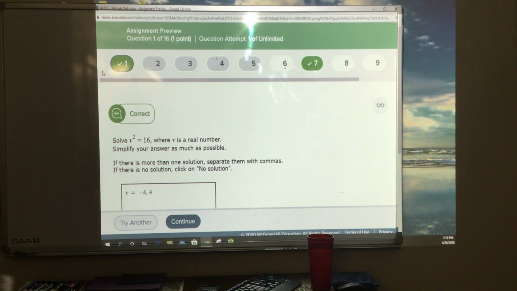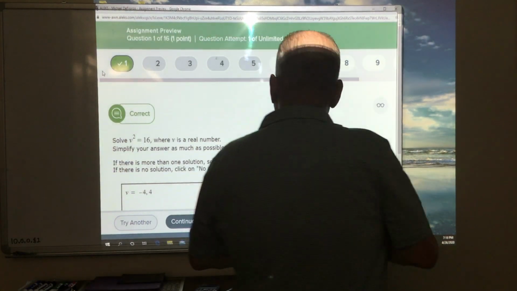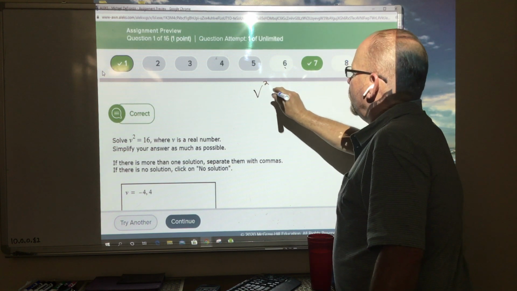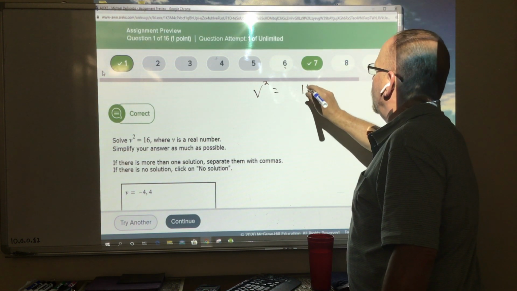Morning. Let's just remind ourselves. Remember last year when we were solving a square root equation like this one? Whoops.